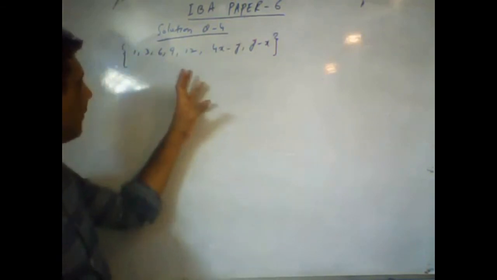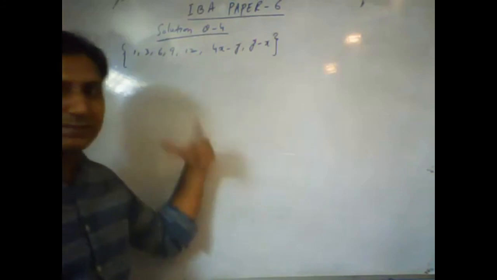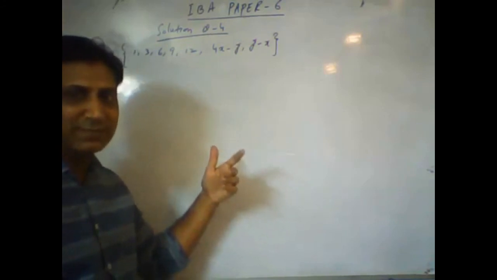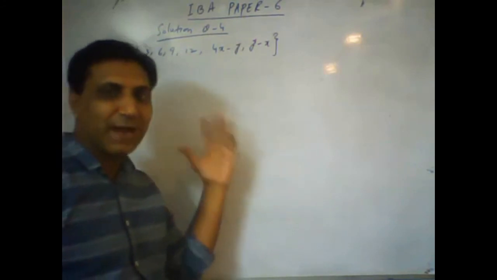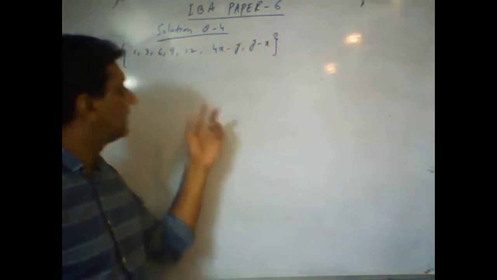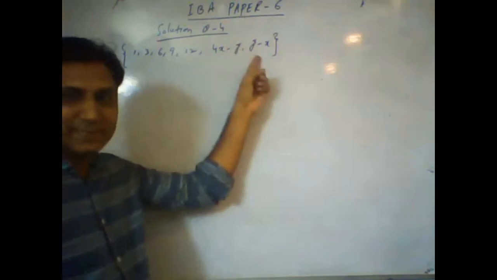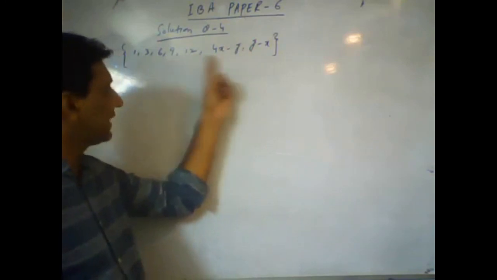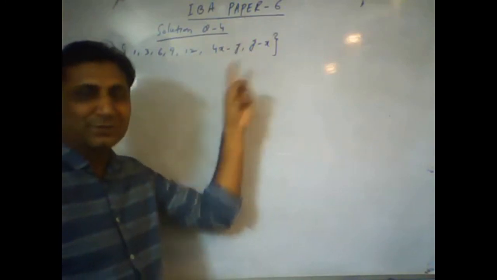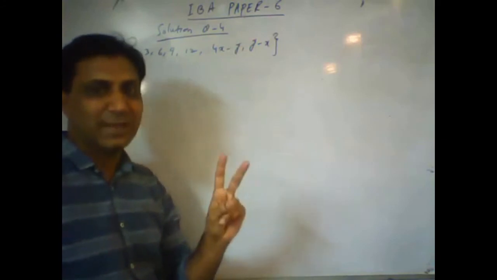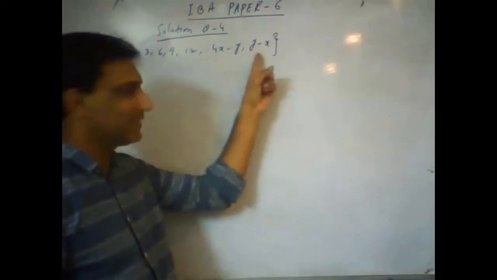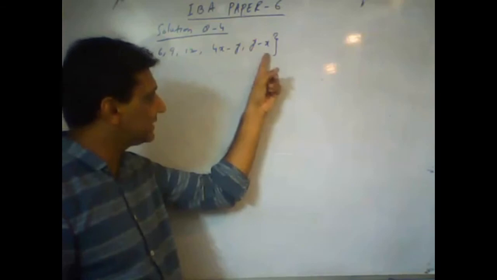Mode is the most repeated value. So this is bimodal data. There are two modes. If 6 is a mode, then either of these two can be 6, and if 9 is a mode, then either of these two can be 9. So we will solve this question in two steps: first considering this 6 and this 9, and then considering this 6 and this 9.